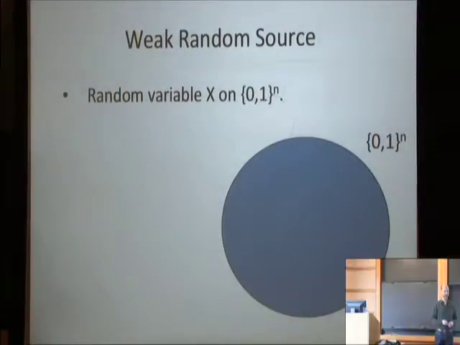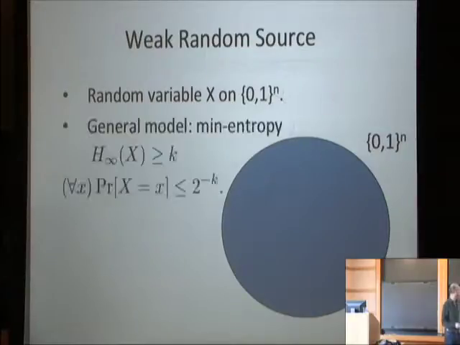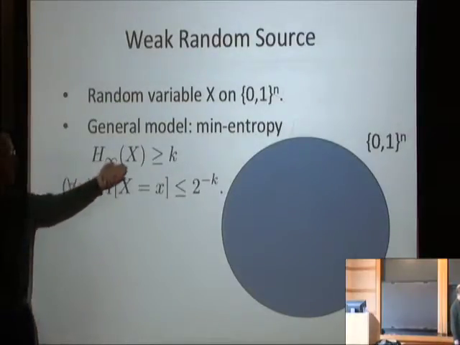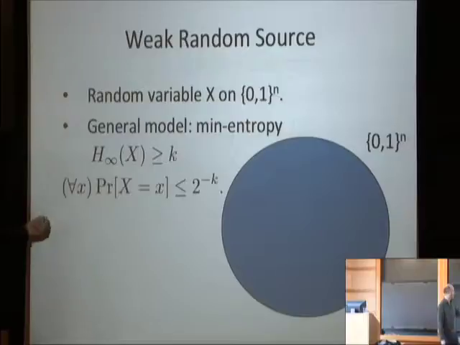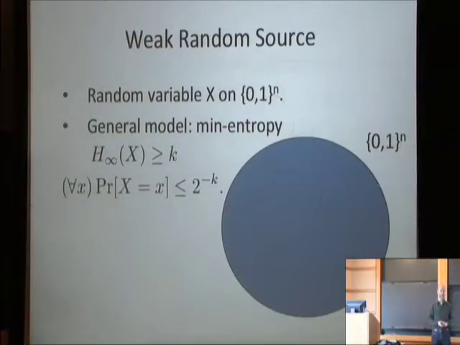Extractors are motivated by weak random sources. A weak random source we will model as a random variable on, say, n-bit strings. The most general model of a weak random source is to lower bound the min entropy. We say that the min entropy of X is at least k if the probability of any particular string is at most 2 to the minus k.